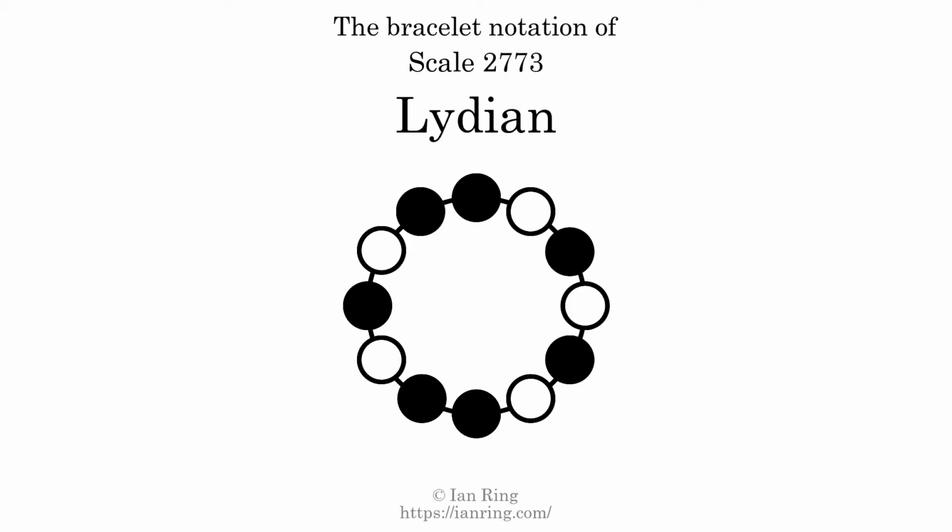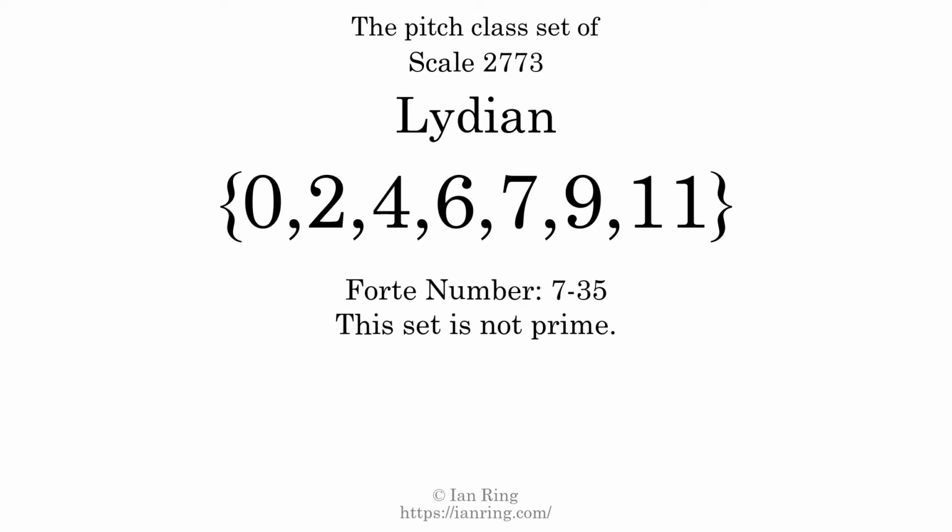This is a bracelet notation diagram of scale 2773. The shaded circles represent tones that appear in the scale, and they are read clockwise, starting at the top. The pitch class set for this scale is 0, 2, 4, 6, 7, 9, 11. The fault class is 735. This set is not prime.